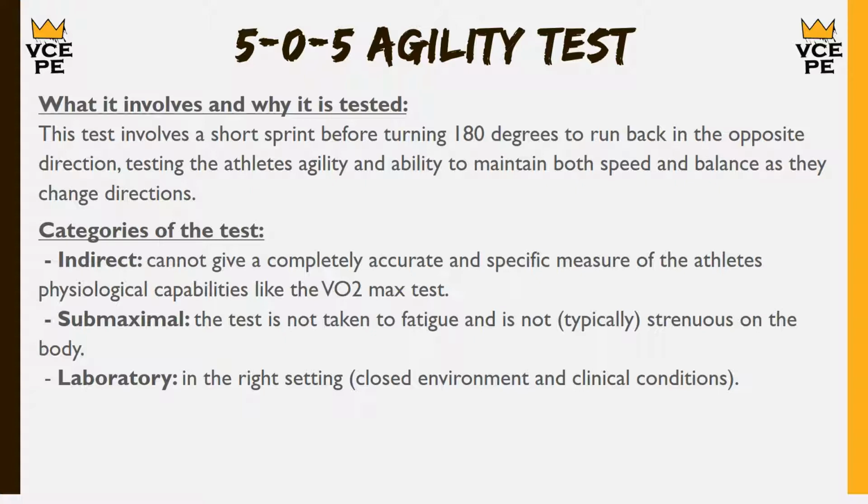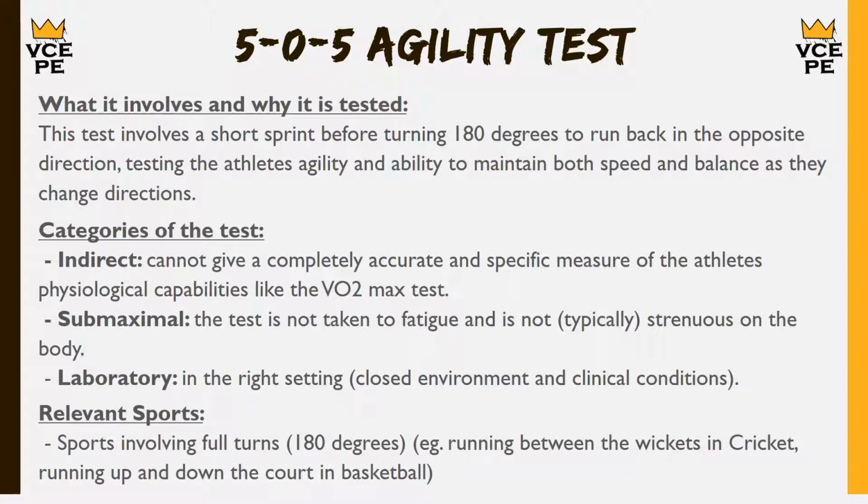And in the right setting, it could be a laboratory test, or it may not be a laboratory test. So if you've got the right equipment and you've got light gates and stuff like that to measure exactly when someone crosses and someone comes back, that is going to be much more of a laboratory test, and it can be done in laboratory conditions. Unfortunately, in high schools, a lot of schools can't afford those gates, so you can do it with a stopwatch as well, but that would make it much more of a field test, and the results are not going to be as exact. Relevant sports, so it's relevant for any sport where you need to turn 180 degrees and run back.